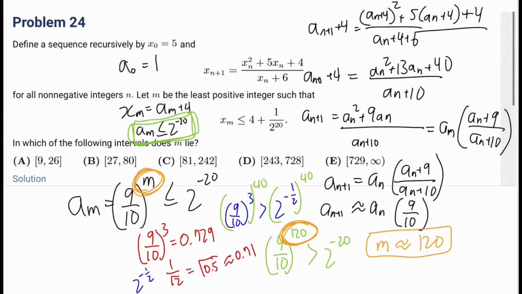And since the interval is so large, we don't even have to worry about it, right? And so 120 fits very well between 81 and 242, so the answer is C.